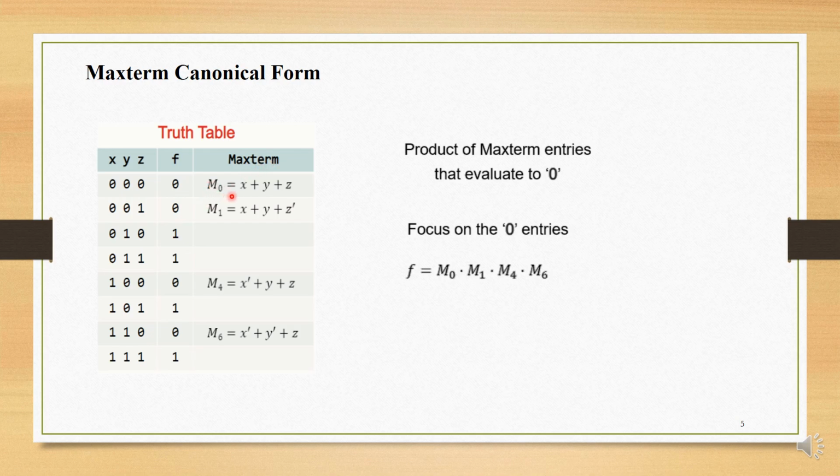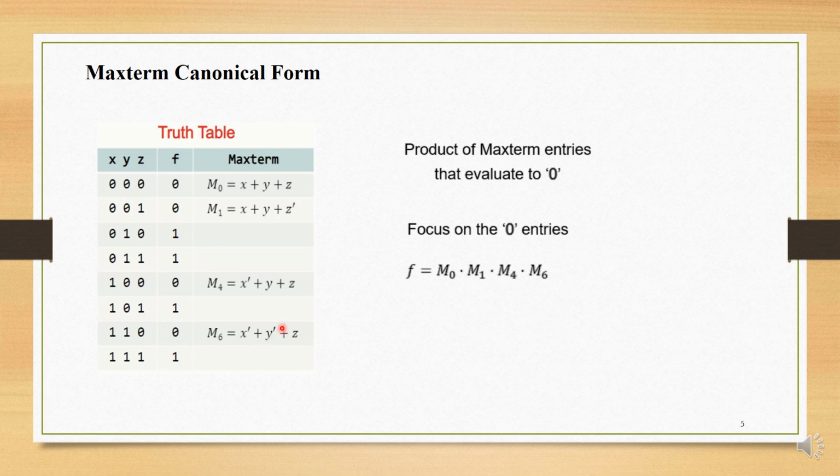So M0 will be equal to, this indicates the index of each of the combinations. So M0 equal to x plus y plus z, because 0 is considered as uncomplemented. Similarly, M1 equal to x plus y plus z bar. Similarly, the next 0 entry appears for the combination 1, 0, 0. Therefore, M4 equal to x bar plus y plus z. And the next combination where the entry is 0 is 1, 1, 0. That is M6 equal to x bar plus y bar plus z.